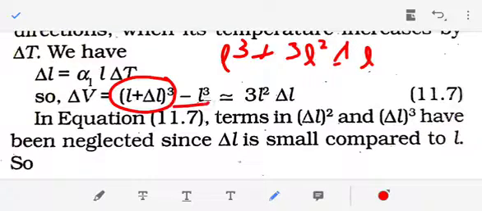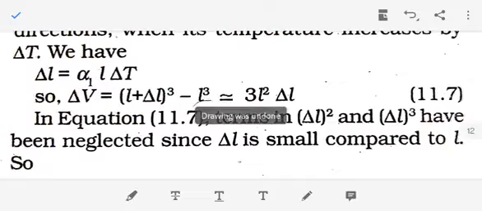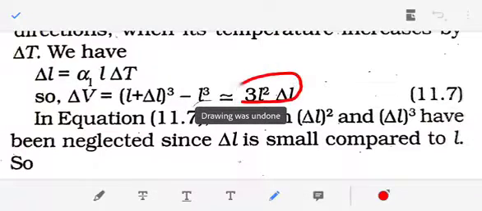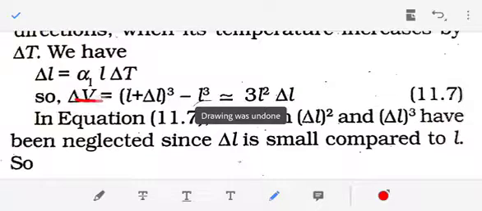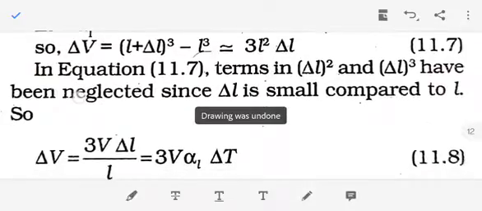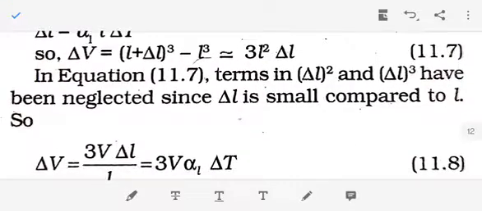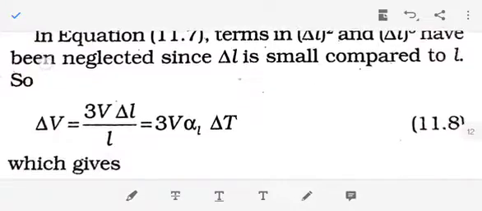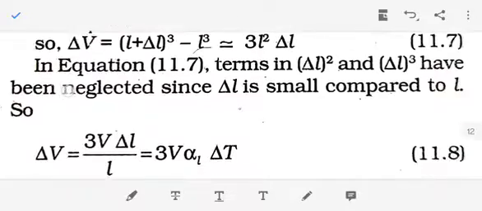Now, in the subtraction we have again L cube. So L cube minus L cube will be 0. So what will be the remaining value? Only 3L square delta L will be the remaining value. This is the delta V. So delta V will be equal to 3L square delta L. In equation 11.7, terms in delta L square and delta L cube have been neglected since delta L is small compared to L.